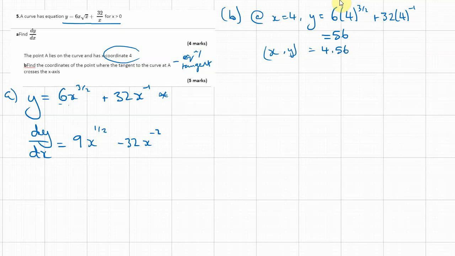There's a coordinate that lies on our curve, and that is point A. So that's also going to be a coordinate on the curve, and it's also going to be on the tangent because we're finding the tangent at A.